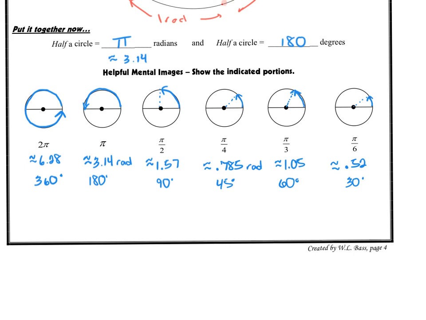So these mental images are going to be helpful because we're going to use these a lot. But of course, there are an infinite number of angles around that circle. So on the next video, we're going to look at doing conversions of angles that aren't one of these nice ones or multiples of these nice angles.